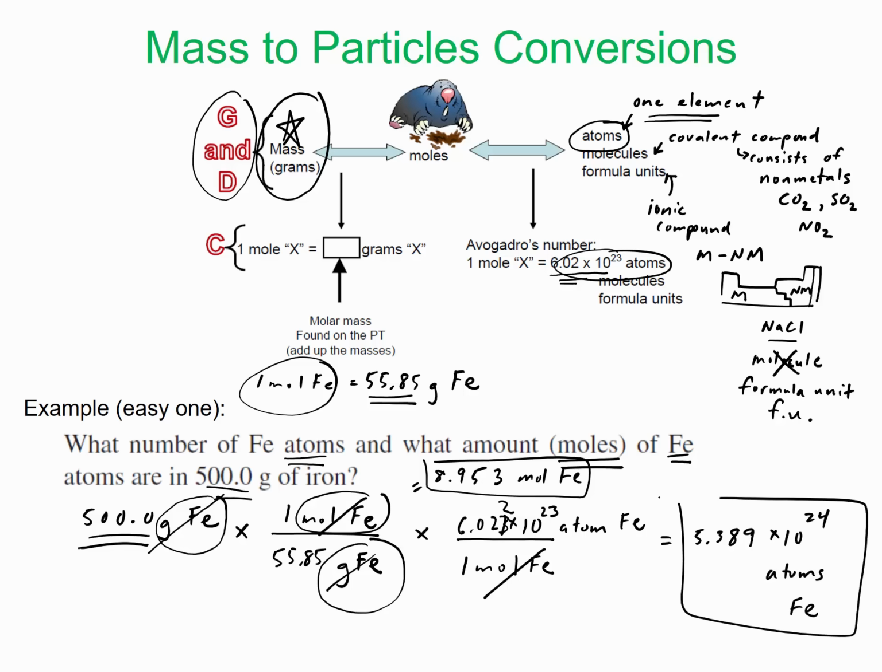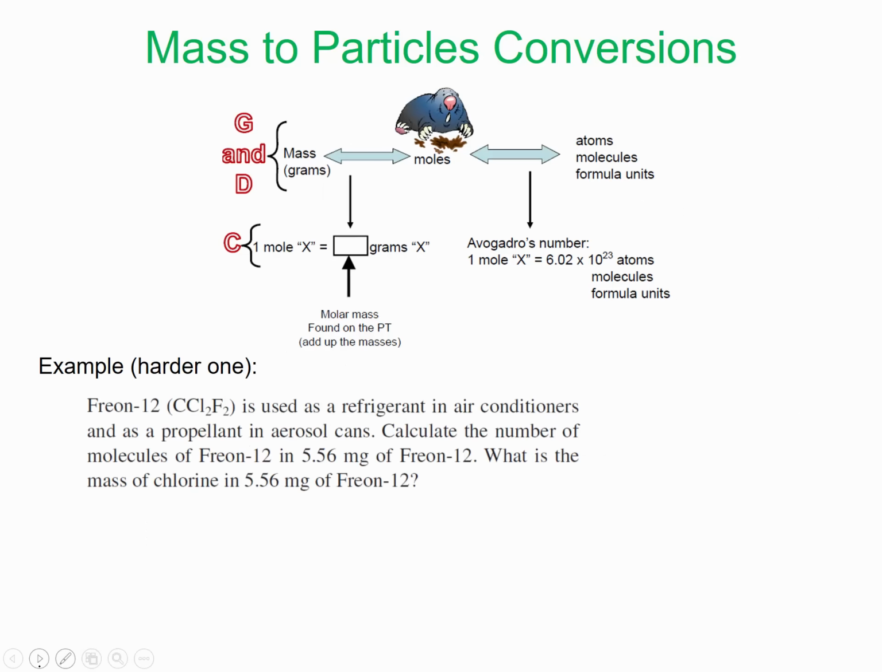So let's try one that's a little bit harder. This one here says Freon 12 is used as a refrigerant in air conditioners and as a propellant in aerosol cans. Calculate the number of molecules of Freon 12 in 5.56 milligrams of Freon 12. So I want molecules from milligrams of Freon 12. I don't see milligrams, I see grams on here. But you can use the metric system to convert that to grams first.